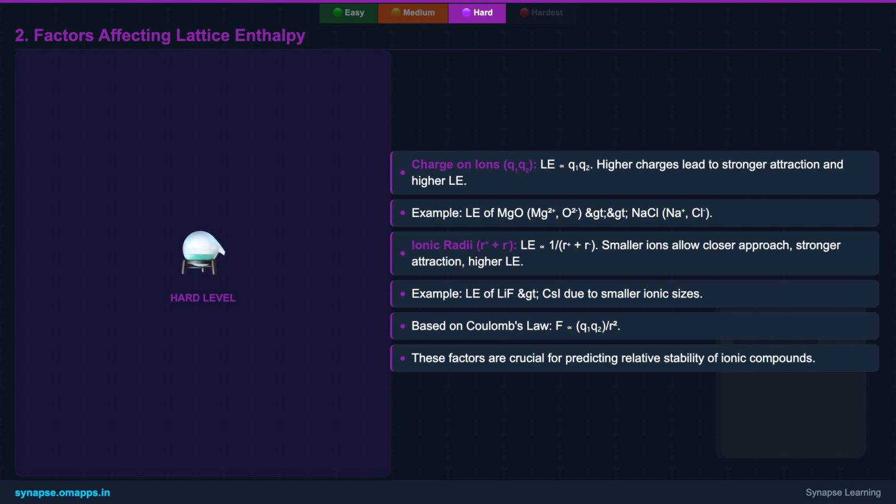Lattice enthalpy is inversely proportional to the sum of the ionic radii.